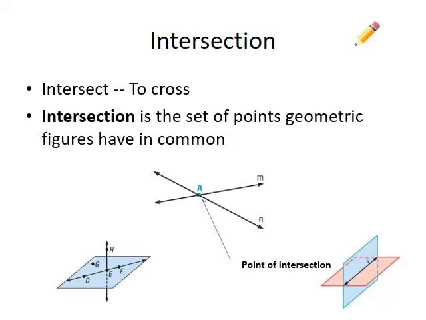If we look over on the right-hand corner, we have two planes. We have a red plane or a pink plane and a blue plane. And when two planes intersect each other, we have a set of points, which is a line, like you can see here, this line Q. So just keep in mind that an intersection is the set of points geometric figures have in common. It may just be more than one point.